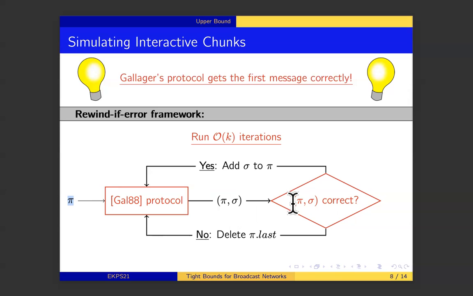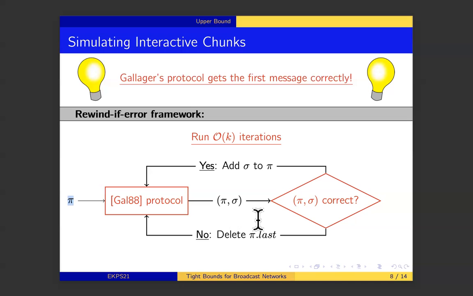In each stage, with probability 2^-K, you either add one correct symbol to pi, or you delete one incorrect symbol from pi. And therefore, in each case, except with probability 2^-K, you make one unit of progress. And if you do this order K times, then except with probability 2^-K², you will be making progress a constant fraction of the time. And this means that after you have done all these iterations, you will have a transcript of length at least K, and you would have simulated the chunk correctly.